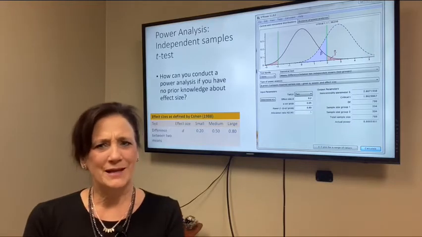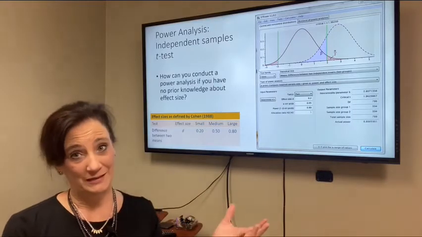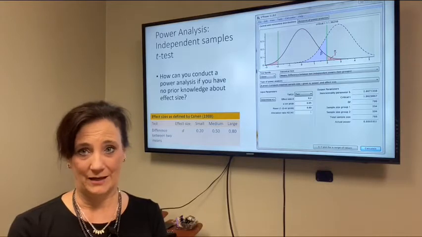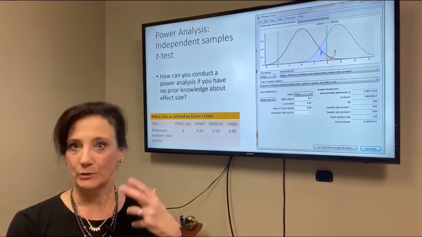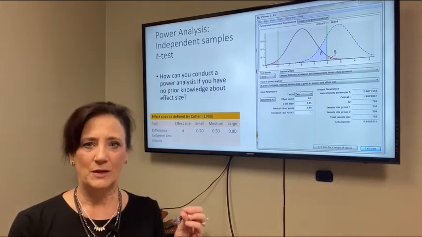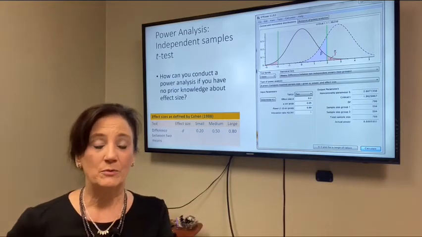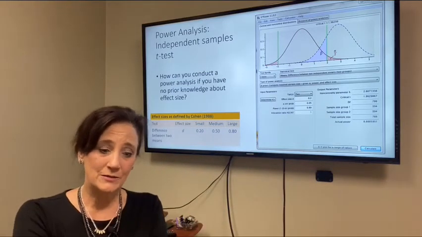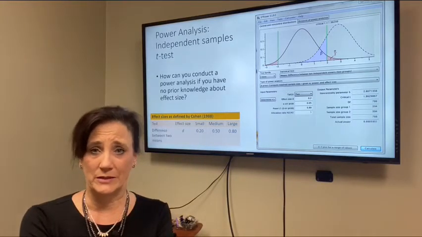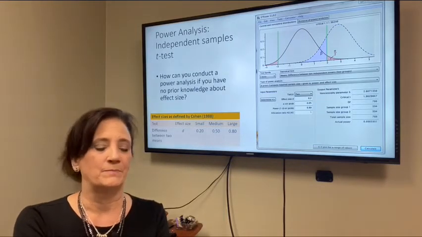Okay, so why is that even important? Why did I lead off with effect size? Because for anything that we do, if we're going to do a power analysis, if we know the effect size ahead of time, a priori, before we conduct the study, then knowing that information ahead of time makes it easier for us to do our power analysis. And remember, power analysis is important because it tells us how many people we need to collect responses from to achieve a power of at least 0.8.